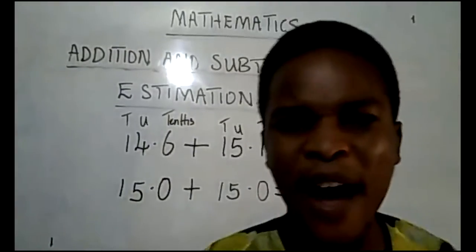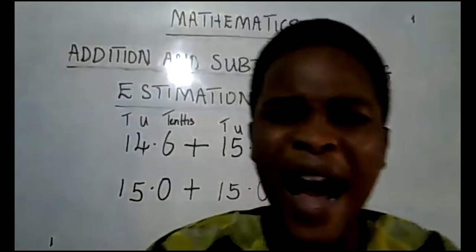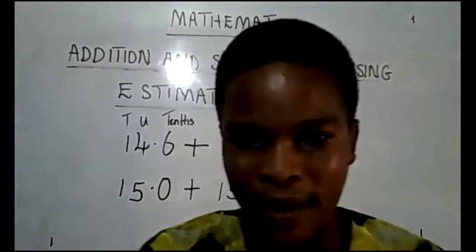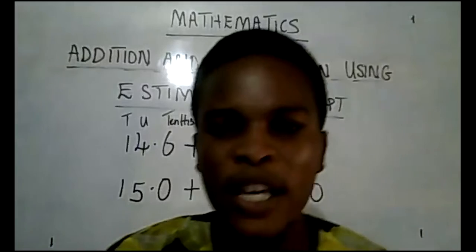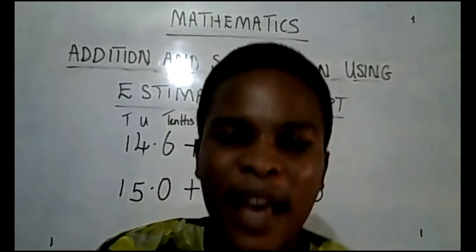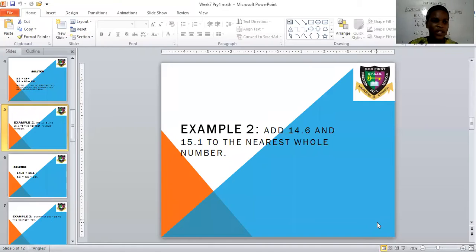So whenever you are asked to add numbers in decimal to their nearest whole number, the first thing you need to do is to apply that estimation concept, the one we did in our previous class, by converting the decimal first to the nearest whole number. You convert each of the figures first to the nearest whole number before adding them up. Is that taken? Good.